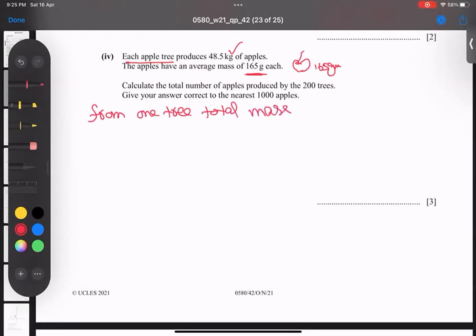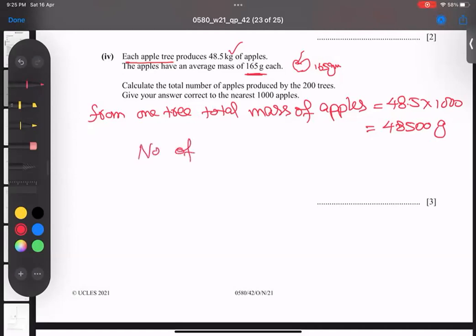Total mass of apples equals 48.5 into 1000. I want it in grams, so 4, 8, 5, and 0, and 3 jumps, so it means 000. So this grams, I got it. But I want to find out that average, how many number of apples. So this we have to find, actually formula we have here. So total number of apples, or we can say total mass, or you can find number of apples, how many number of apples from one tree.